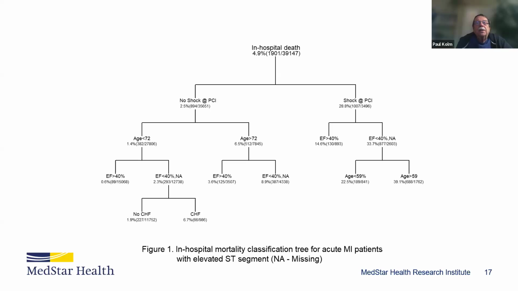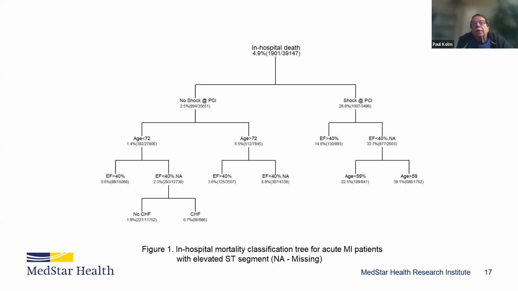And so this is what the tree would look like. As you might expect, the initial variable that has the greatest separation is shock. For patients experiencing shock at PCI, the in-hospital death rate is almost 29%, compared to 2.5% for no shock.